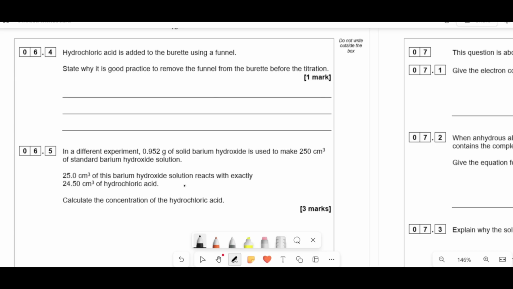It says hydrochloric acid is added to the burette using a funnel. It's good practice to remove the funnel from the burette before the titration. So you've got this burette here, and you've got this funnel chilling, and they put hydrochloric acid in it. Why is it a good idea to take it out? Have a think. I mean, there's going to be bits of it just dropping in, isn't there? That's it. Drops of acid may fall into the burette.